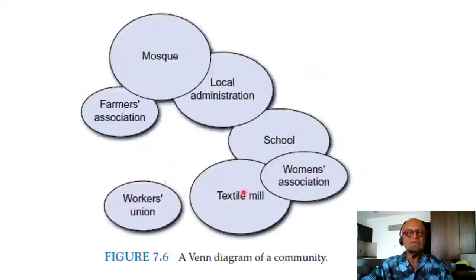So you have ellipses or circles that intersect or not. The workers union here is standing as an external box, but you have a textile mill in the context of which there is a women's association which is related to school, because the women have kids and the campus of the school may be within the premises of the textile mill and the residences that workers have, or in the same neighborhood, and the use of water and energy and everything is overlapping with the schools as well.